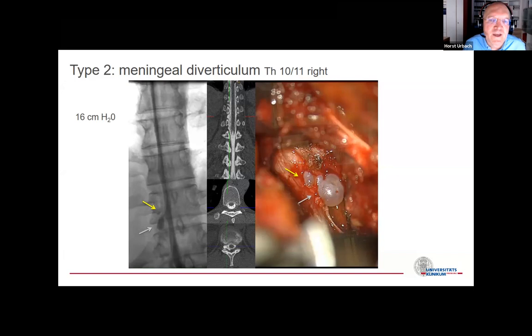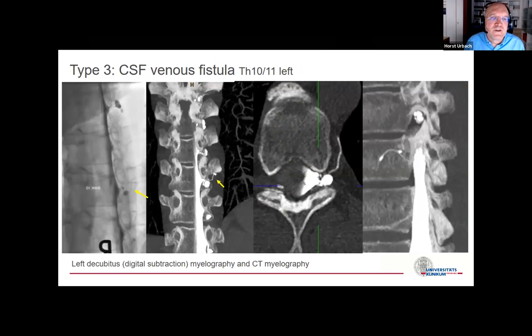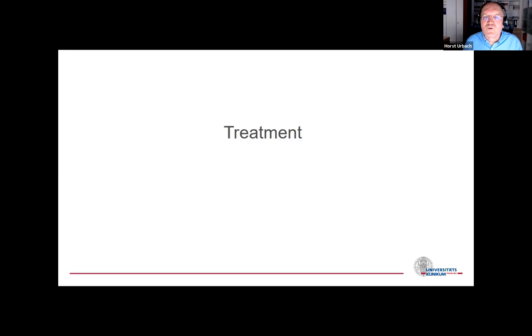Next slide. This is a type 3 CSF venous fistula, no longitudinal spinal extrathecal fluid, but a direct transition into the paraspinal vein, which enters the azygos vein going ventrally. So next slide. I could make a little break, but I could also proceed with the treatment.